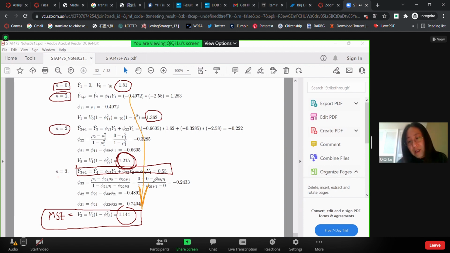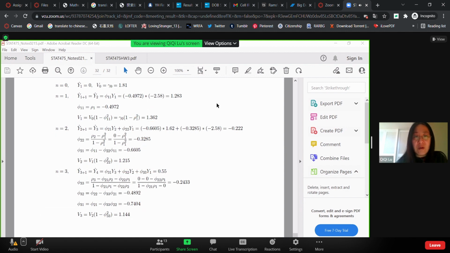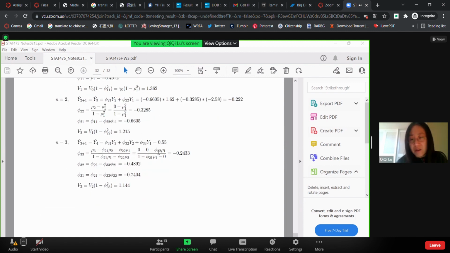Because once you have more data, your forecast is more accurate, and then your mean square error is smaller. So you have the V0, V1, V2, V3. You see this is decreasing the more data you have. Okay, so this is all for today, and then Thursday we'll do the innovations algorithm.